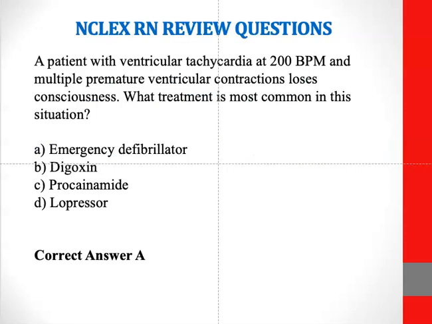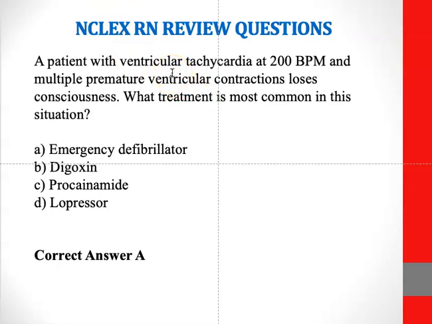So the first question I have here: a patient with ventricular tachycardia at 200 beats per minute and multiple PVCs, premature ventricular contractions, loses consciousness. What treatment is most common in this situation? A. Emergency defibrillator. B. Digoxin. C. Procainamide. D. Lopressor.